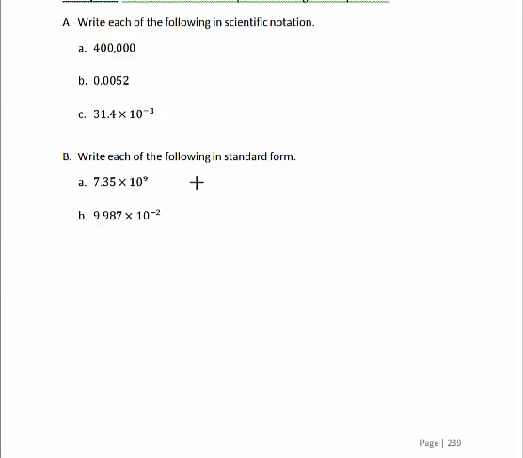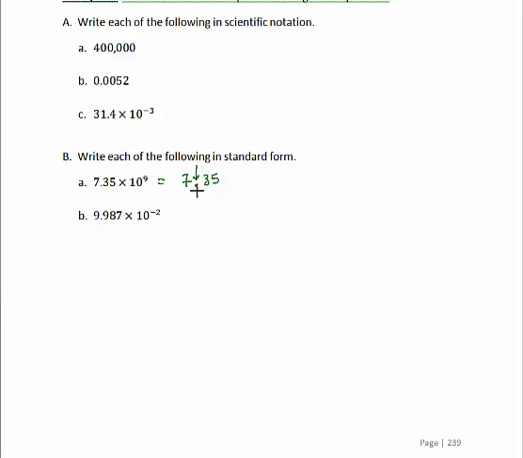Alright, part B wants us to take a scientific notated number and write it in standard form. Alright, I'm going to put an X here. Hopefully you don't get confused about where the original decimal point is. This is our start, maybe I should use an arrow or something. That's where we start, okay? This is our base number, 7.35. We have a power of 10 that's positive. Positive 9. Positive exponent makes the base larger.